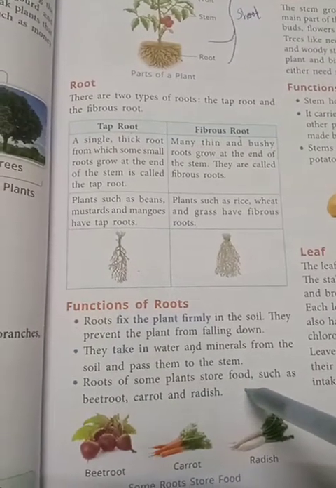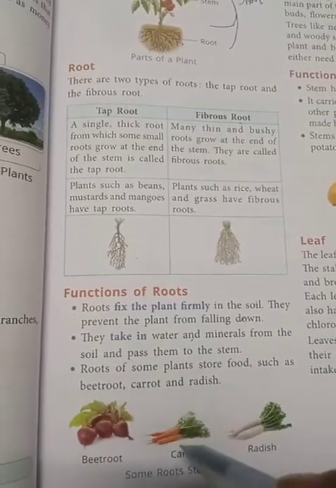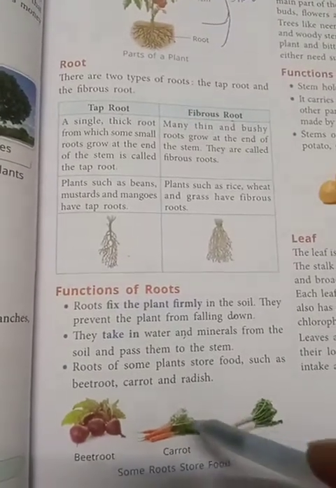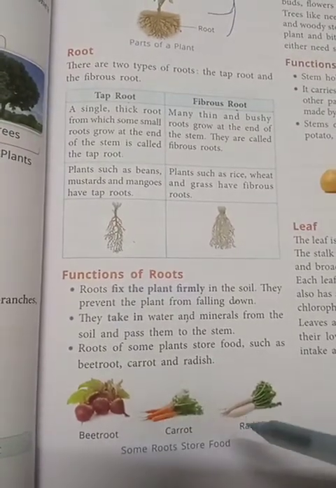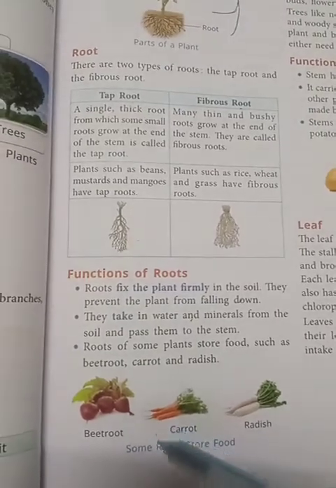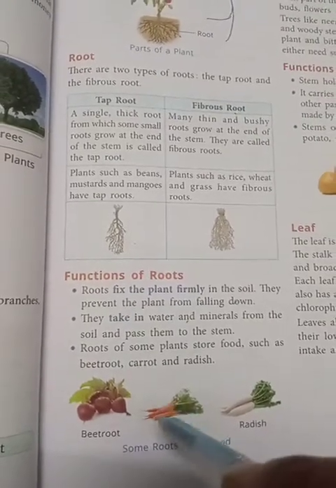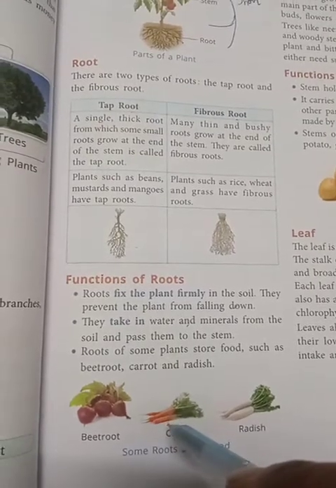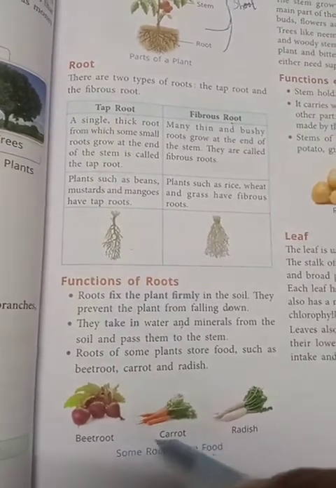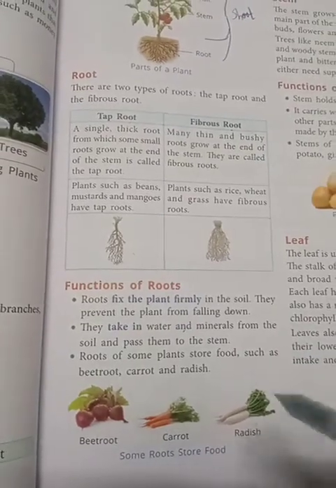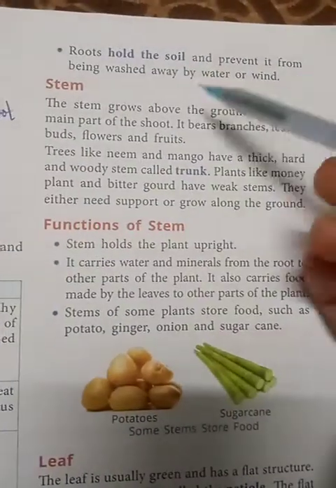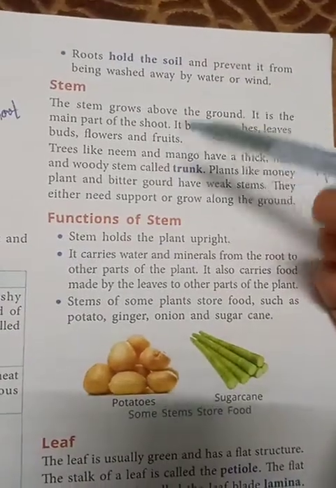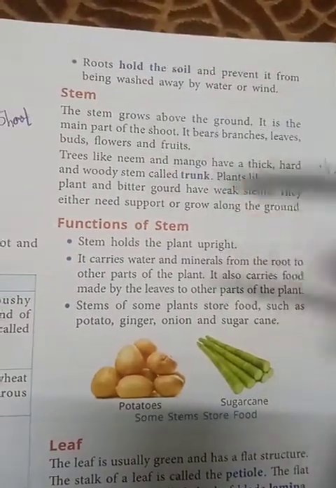Third, roots of some plants store food. Yes, some roots also store food, like beetroot, carrot, radish. If you observe, all carrot, radish are underground. Okay, it's one type of root, and this root stores food because it's edible. Okay, हम खा सकते हैं ना. So that's called storing the food and they're called edible roots. Okay, and last function, roots hold the soil and prevent it from washing away.